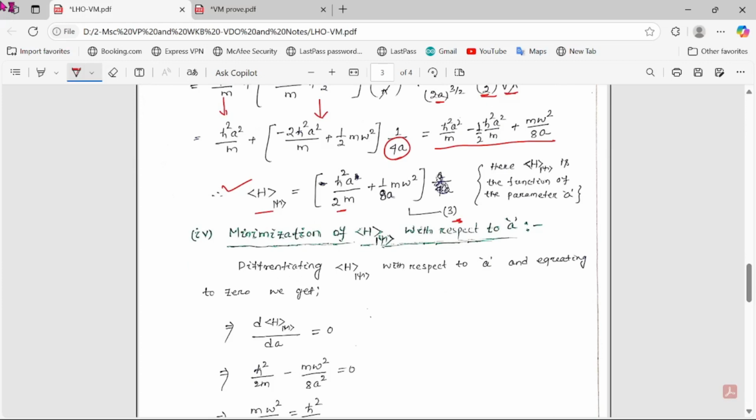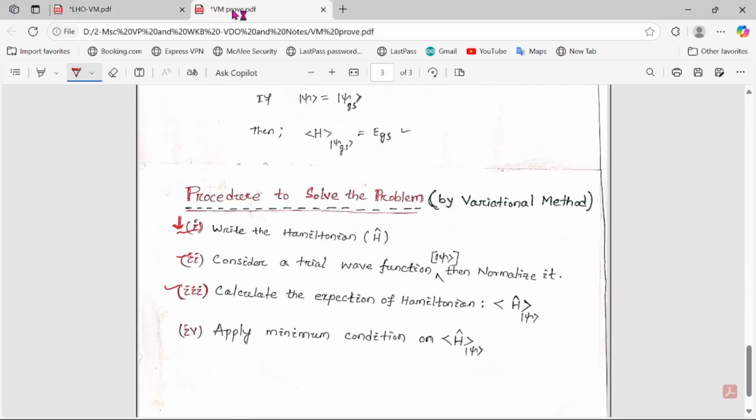Here psi is a function of the parameter a. So here we have the parameter a in equation number 3. That means the expectation value of the Hamiltonian is a function of a. Now we are going to use the third step, calculate the expectation value. Third step is done, third step completed.